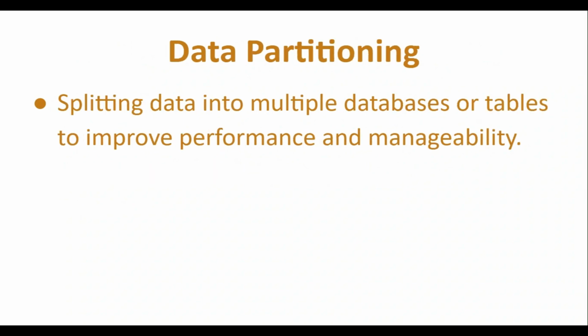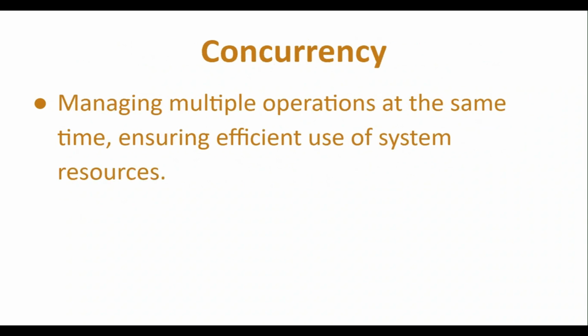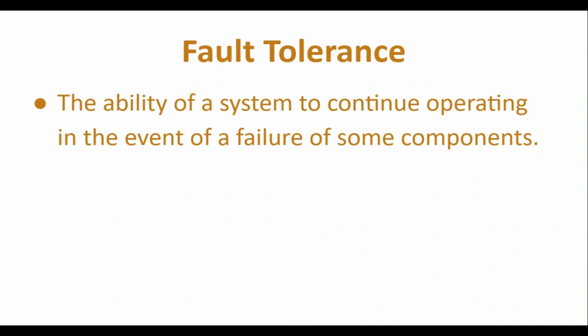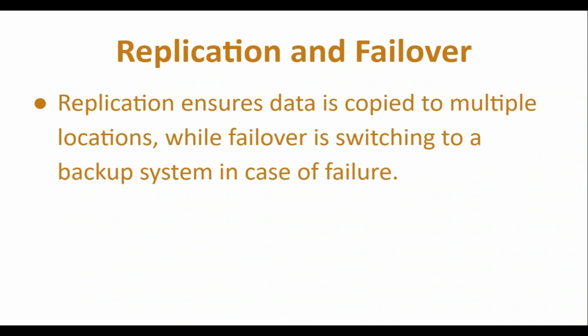Data partitioning, splitting data into multiple databases or tables to improve performance and manageability. Concurrency, managing multiple operations at the same time, ensuring efficient use of system resources. Fault tolerance, the ability of a system to continue operating in the event of a failure of some components. Replication and failover. Replication ensures data is copied to multiple locations, while failover is the process of switching to a backup system in case of failure.